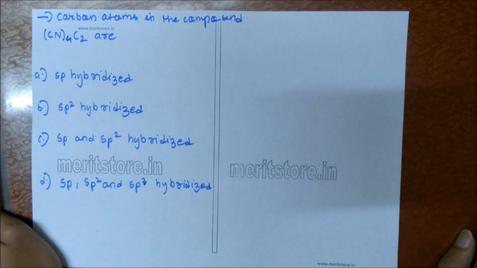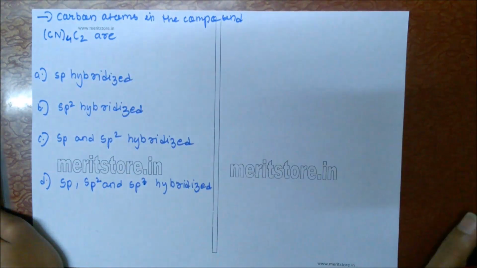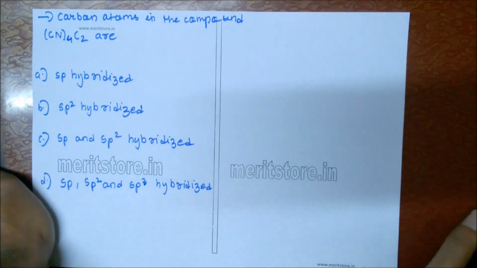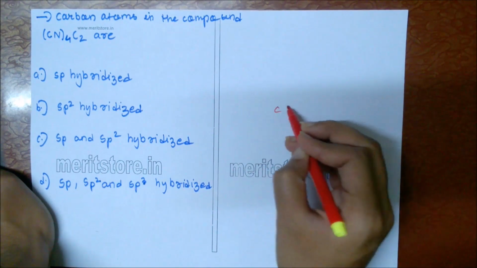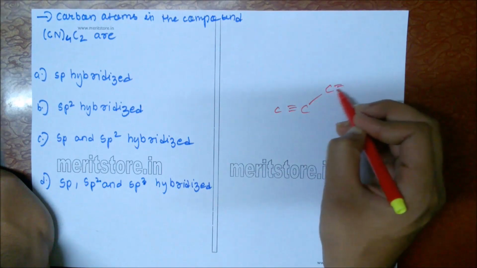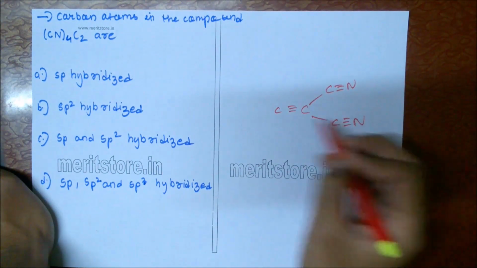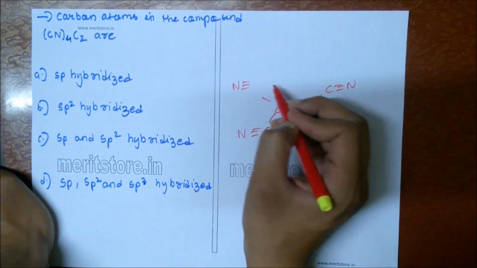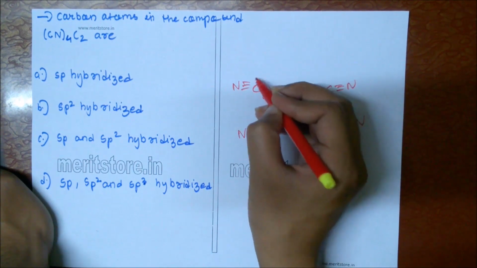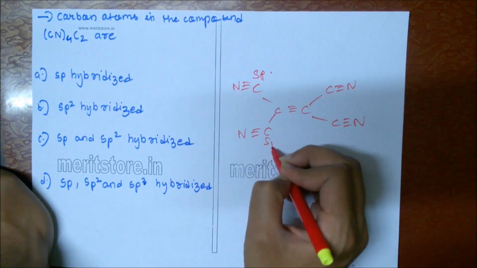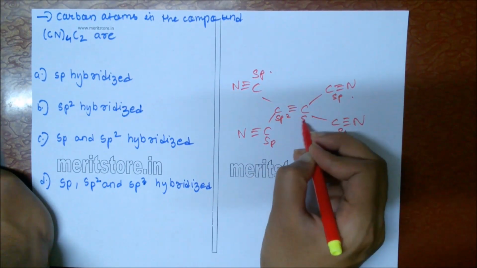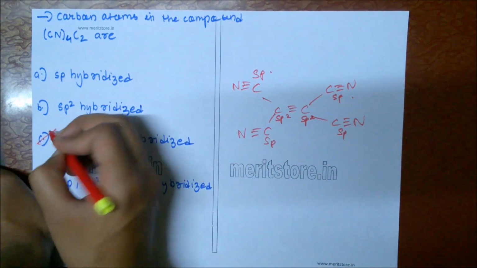Carbon atoms in the compound CN, C2 and so on are: A sp hybridized, B sp2 hybridized, C sp and sp2 hybridized, D sp, sp2 and sp3 hybridized. The structure will be carbon double bond carbon, with CN attached here, carbon triple bond nitrogen, and this. So here the carbon in cyanide is sp hybridized, and the carbon in the double bond is sp2 hybridized. So option C is the correct answer.